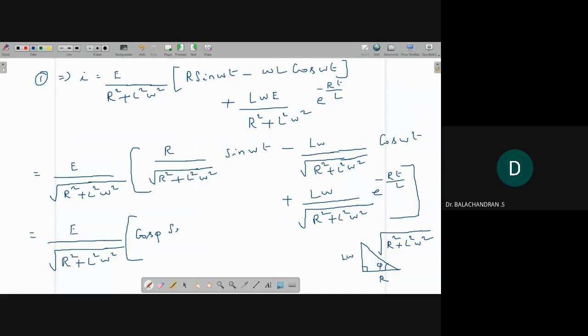And then L omega divided by root of R square plus L square omega square is sin phi. Minus sin phi into cos omega t. And then the remaining you have, plus again L omega divided by root of R square plus L square omega square, which is sin phi, into e power minus R t divided by L.